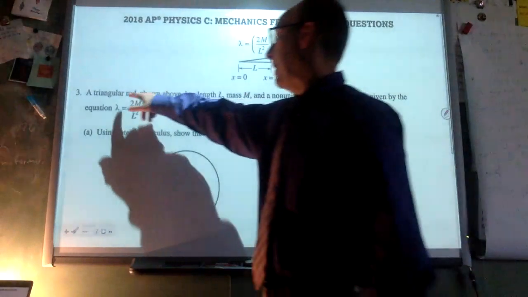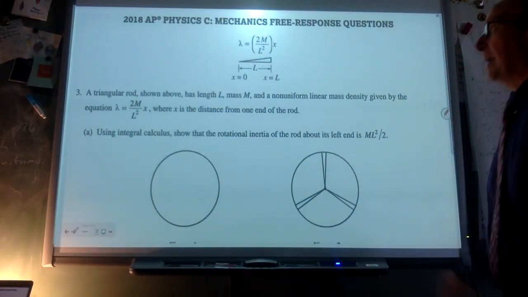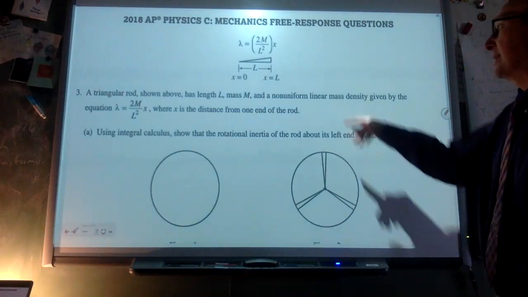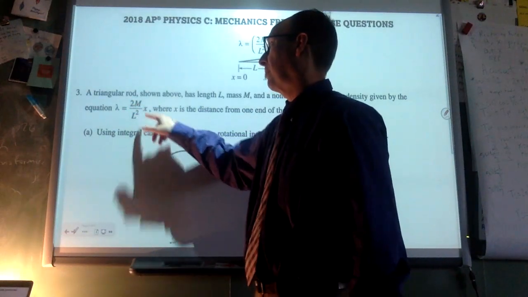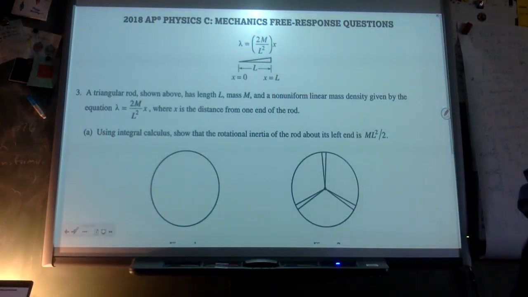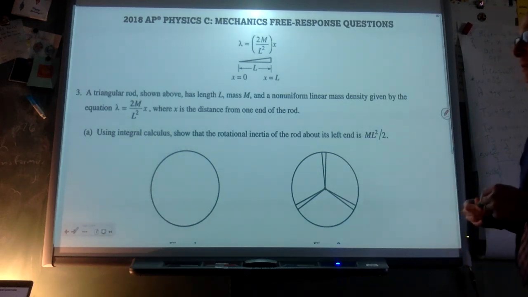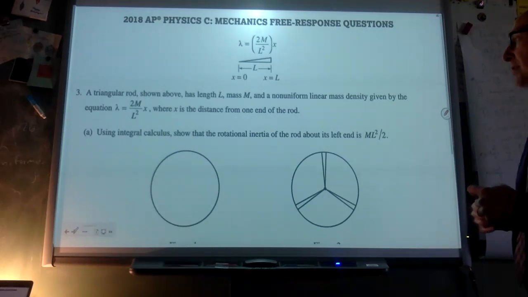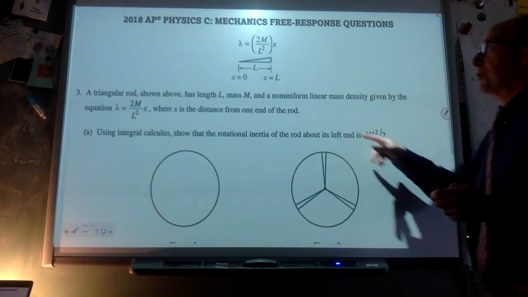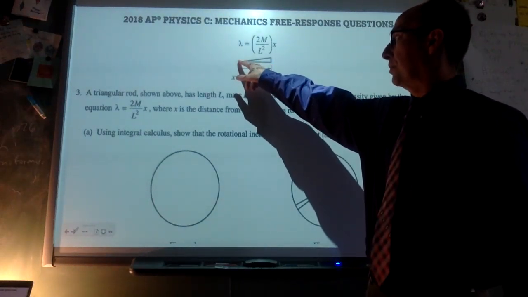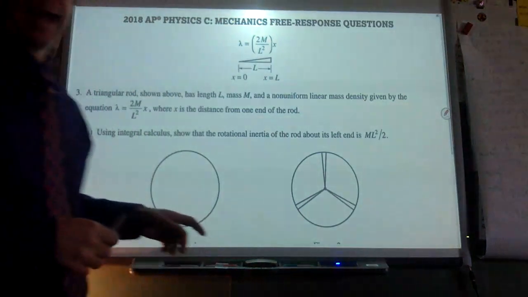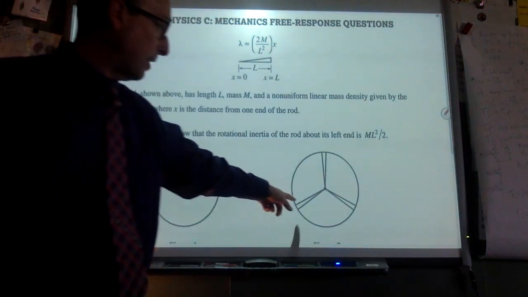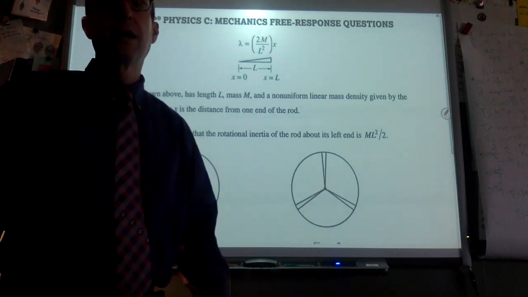So in this case, I have a triangular rod, something different. It has a length of L and a mass of M, and it has a non-uniform linear mass density that's given by lambda equals 2m over L squared x, where x is the distance from one end of the rod. Using integral calculus, show that the rotational inertia of the rod about its left end is ml squared over 2. So we're just going to get the moment of inertia for one of these, and you can see down here, they're going to make it so that we're going to have a hoop by itself, and then each one of these is going to be a spoke.